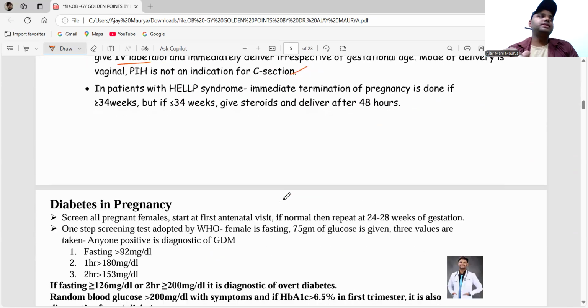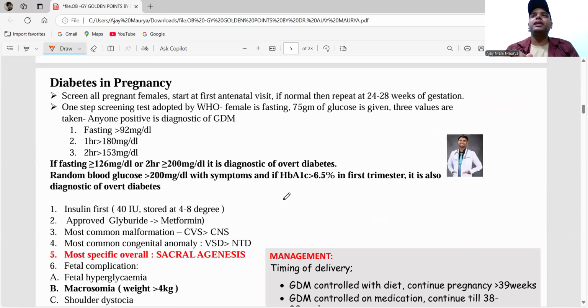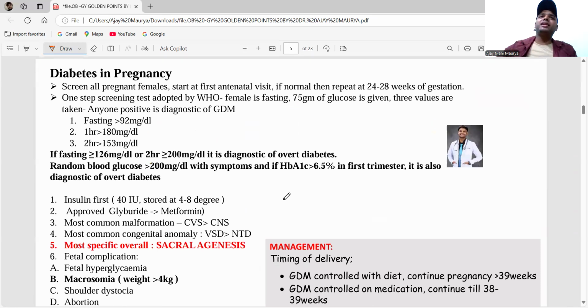Okay. Next one is diabetes in pregnancy, guys. It is seen between 24 to 28 weeks of gestation. Screening of all pregnant females starts at the first antenatal visit. If it's normal, then you have to repeat at 24 to 28 weeks of gestation. The one-step screening test adopted by the WHO is fasting, 75 grams, the oral glucose tolerance test.